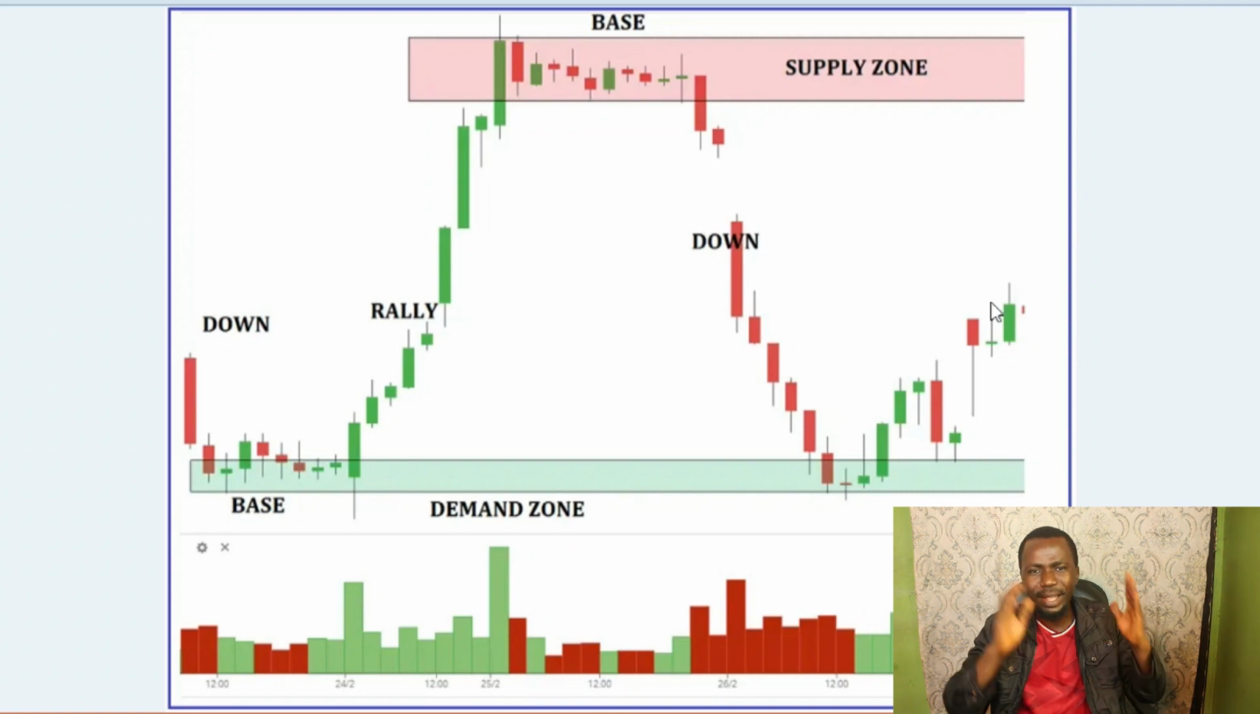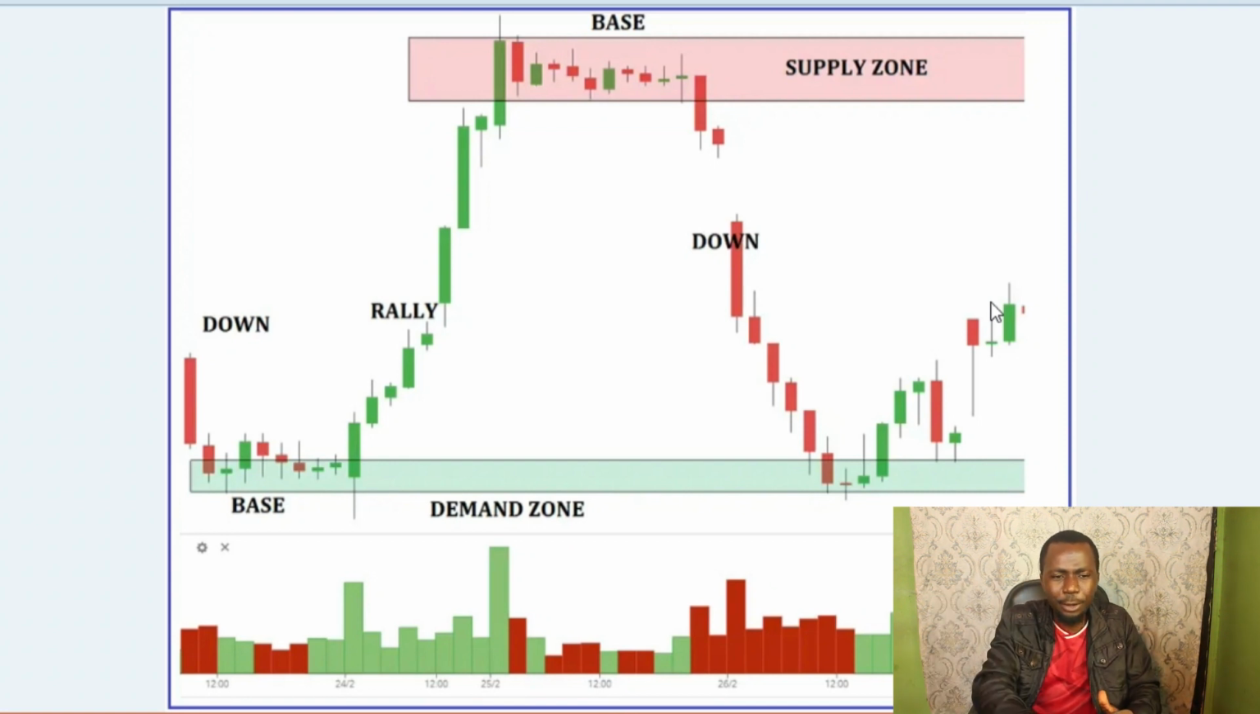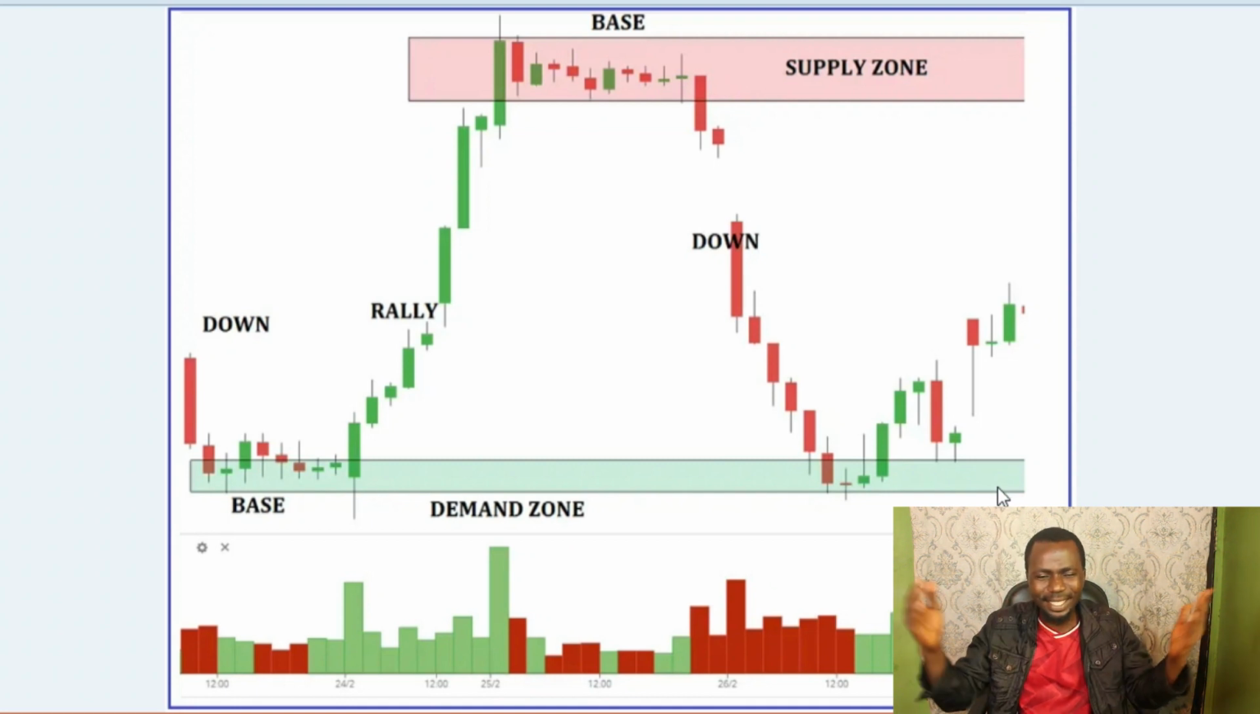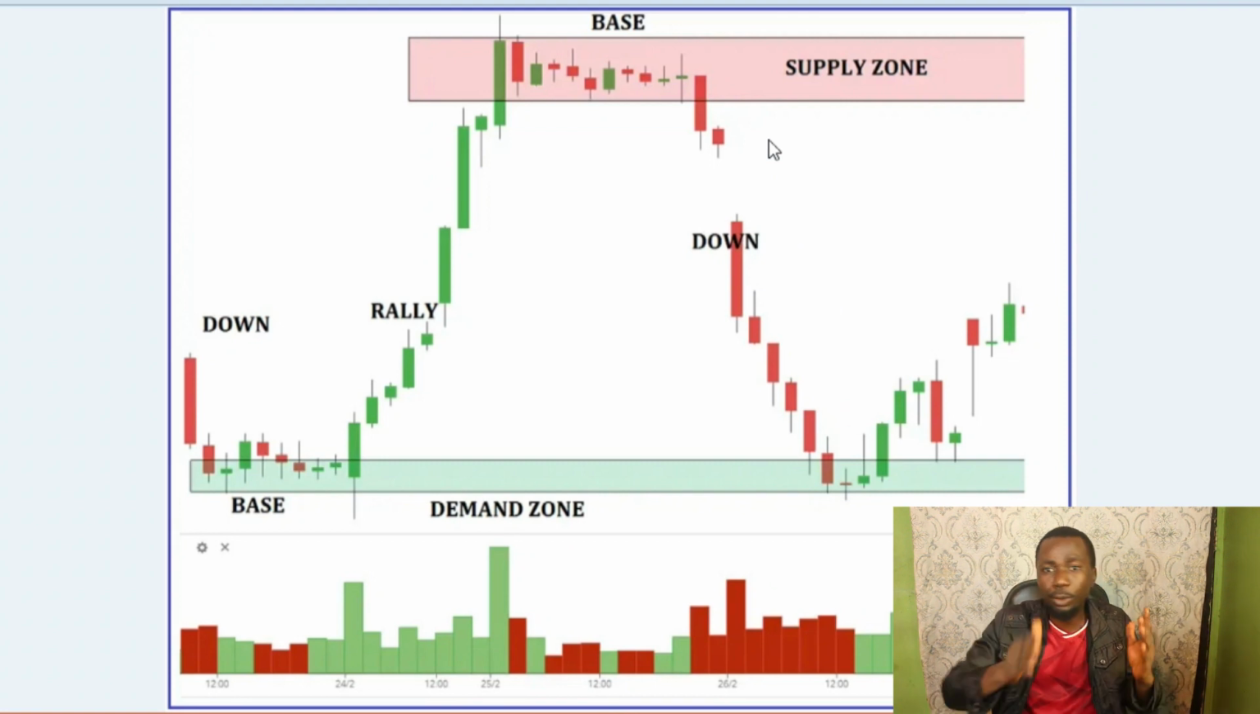And like I told you, this strategy helps you to have a better risk reward ratio. Like you are risking 30 pips to get 300 pips. You are risking 40 pips to gain 400 pips, right? Imagine this is 1 to 10 risk reward ratio. So imagine that. So that is the power of supply and demand.